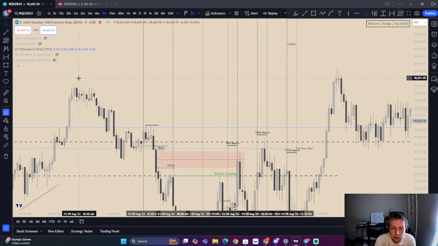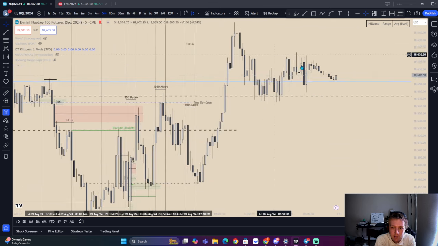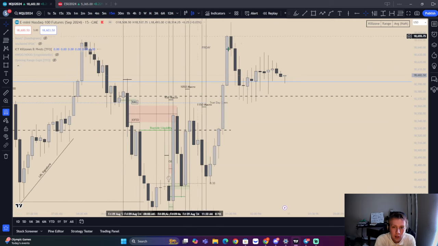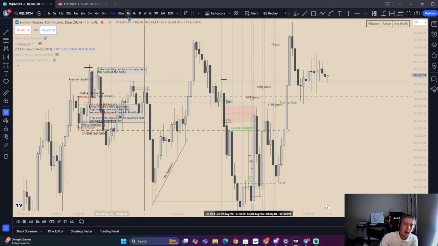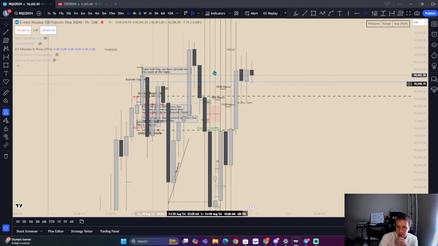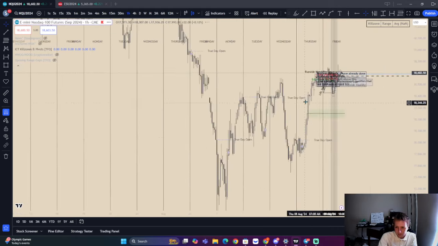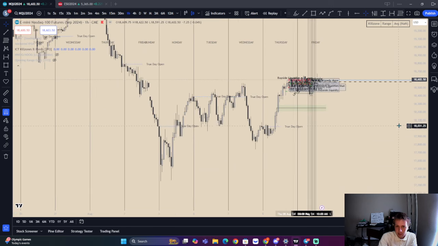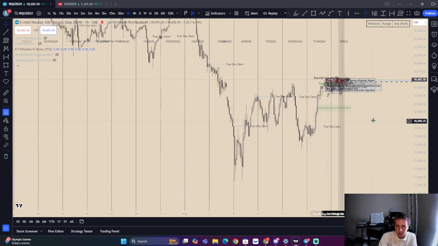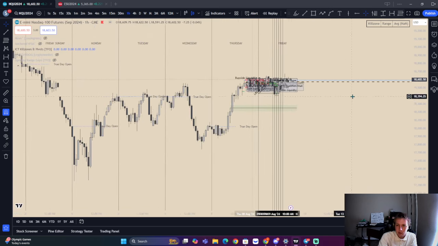Formed in Asia, or sorry, London, not Asia. London highs get targeted there, and we end up consolidating into close. And notice, I think that ICT knows that we're bound to consolidate. And that's my long-term bias as well. I'm sticking to we're likely just going to consolidate.